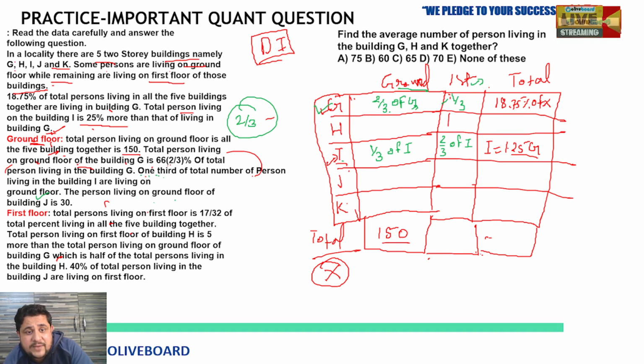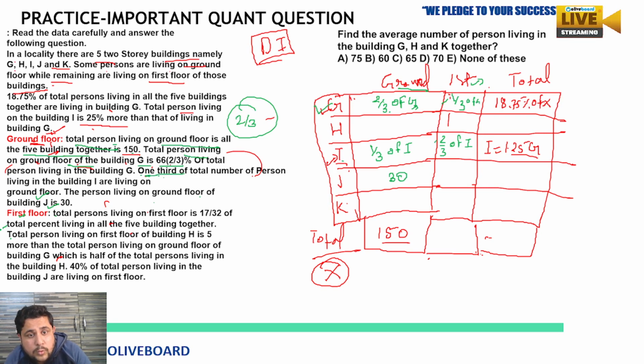The persons living on the ground floor of building J is 30. So for the ground floor of building J, the number of persons is directly given as 30. So this was the data given about the ground floor. We have captured all the data. Again, I am repeating: the total persons living on the ground floor in all five buildings together is 150. The ground floor of building G is 66 2/3%, so two-third of G, and the remaining one-third will be on the first floor.